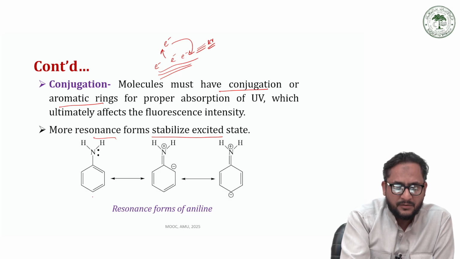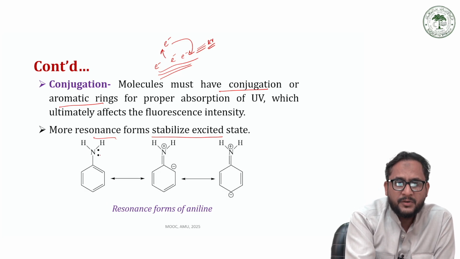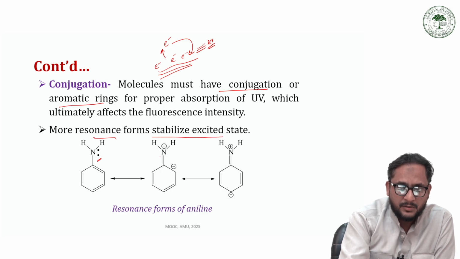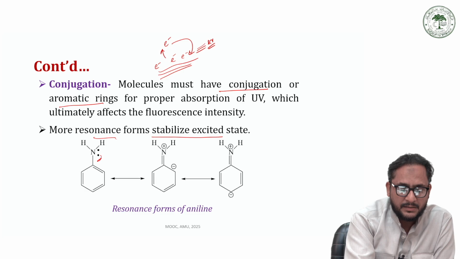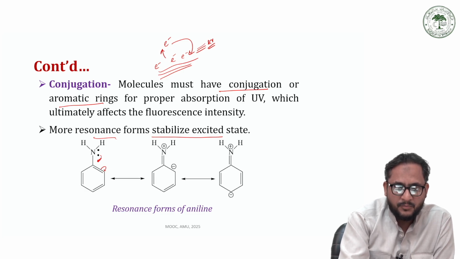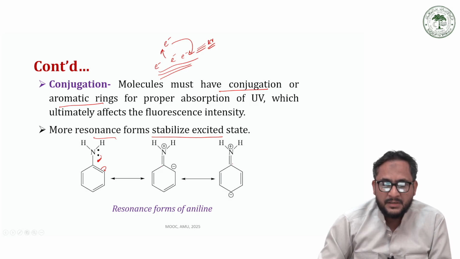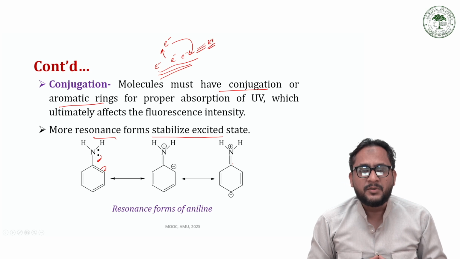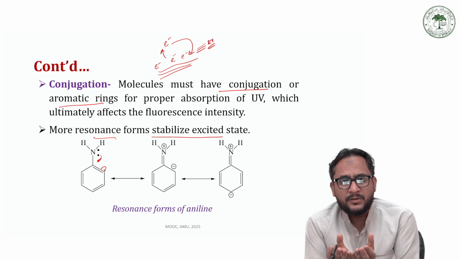For example, in case of aniline, this is a molecule of aniline, and we have a lone pair of electrons on nitrogen. When this lone pair is involved in the process of fluorescence, it forms a double bond, and then the lone pair comes over here and we have a double bond, and in this way these electrons are delocalized. Delocalization on resonance means the molecule loses some energy due to this resonance structure, and therefore it is stabilized.